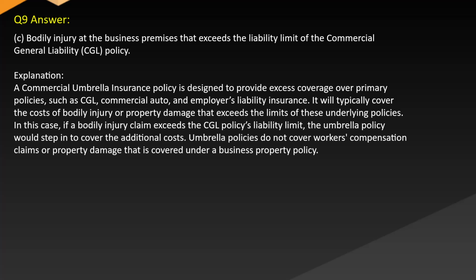Explanation: A commercial umbrella insurance policy is designed to provide excess coverage over primary policies such as CGL, commercial auto and employer's liability insurance. It will typically cover the costs of bodily injury or property damage that exceeds the limits of these underlying policies. In this case, if a bodily injury claim exceeds the CGL policy's liability limit, the umbrella policy would step in to cover the additional costs. Umbrella policies do not cover workers' compensation claims or property damage that is covered under a business property policy.